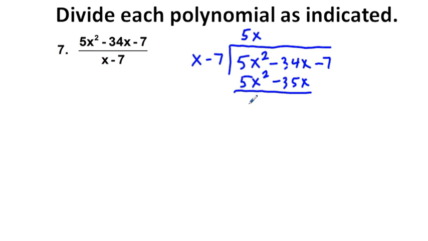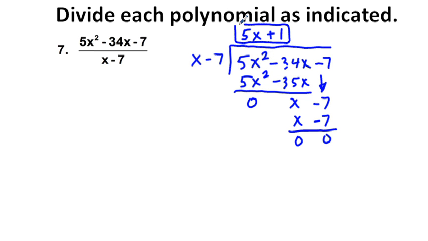We get 5x squared minus 5x squared is 0. And negative 34x minus negative 35x is x. And we're going to bring down this negative 7. So x divided by x is 1. And 1 times x is x. And 1 times negative 7, negative 7. And x minus x is 0. Negative 7 minus negative 7 is also 0. So our quotient looks to be that one right here.